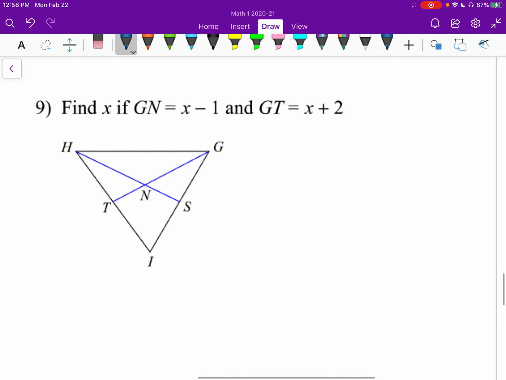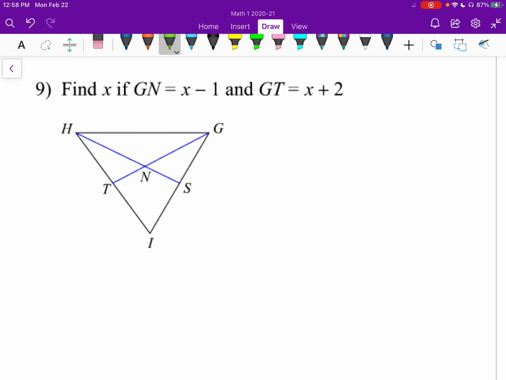Last problem. Find x if GN is that piece there. Then we have GT, which is the whole piece. Ooh. How would we go about that one? That one's kind of hard.